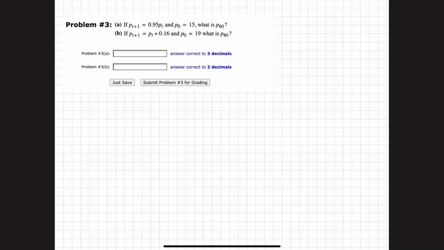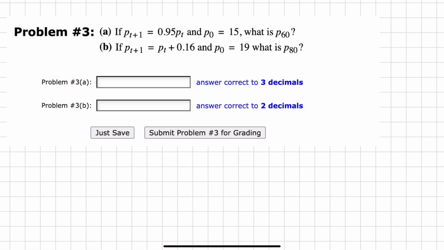In this video, we're going to solve these updating functions for the following discrete time dynamical systems. In part A, you're told p_{t+1} is equal to 0.95 p_t and p initial is equal to 15, what is p60? Now, obviously, you do not want to be doing this 60 times in a row. That is going to be torturous.